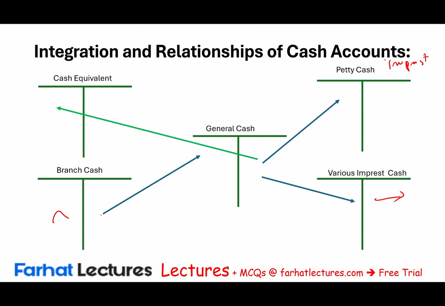Then we have cash equivalent. When we have some extra cash, we'll transfer it to the cash equivalent, like when we buy some commercial paper or money market commercial paper or treasury bills. And once we need the money back, we'll sell it from the cash equivalent and send it back to the general cash. You notice that the general cash is the central.